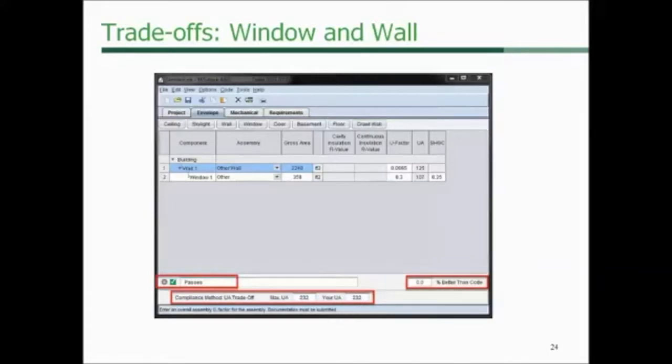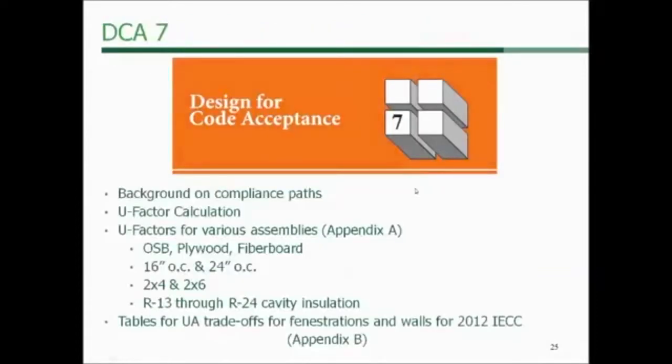ResCheck allows the trade-off, but it doesn't leverage the trade-off for you. It says you can do it, but you would be entering in this number and guessing and checking. Wouldn't it be nice if you had a design for code acceptance that did all those calculations for you? That's what DCA 7 is. So that's the design aid that we've got.